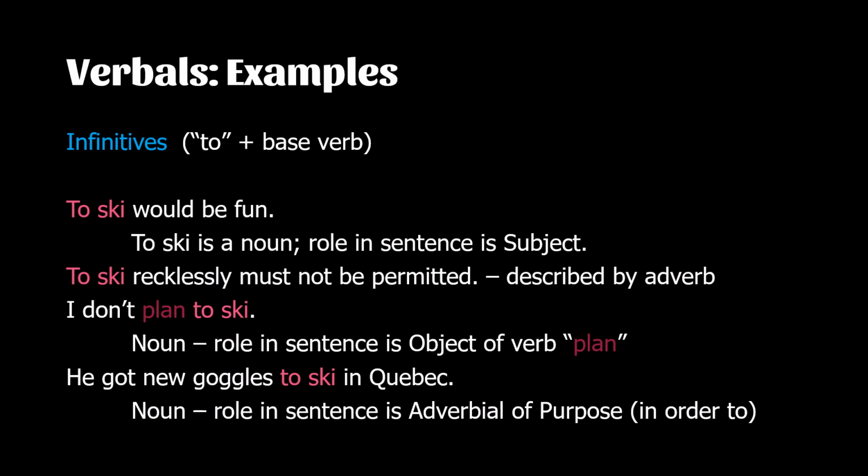Remember, there are two kinds of verbals, gerunds, and the second kind are infinitives. To make an infinitive, you get a base verb and you add the word to in front of it. Here are some examples. To ski would be fun. To ski is a noun because it's an infinitive, which is a verbal, which is a kind of noun. In this sentence, the function or the role of this infinitive is the subject.